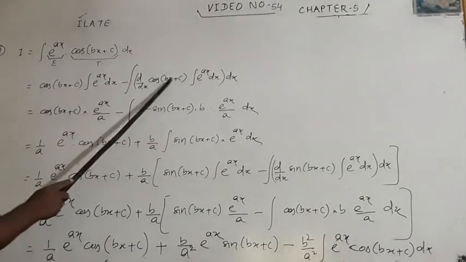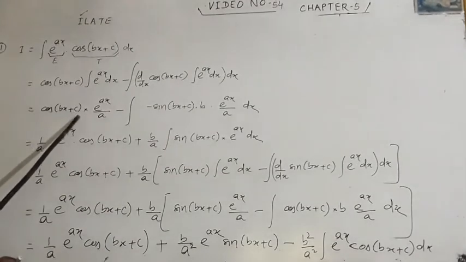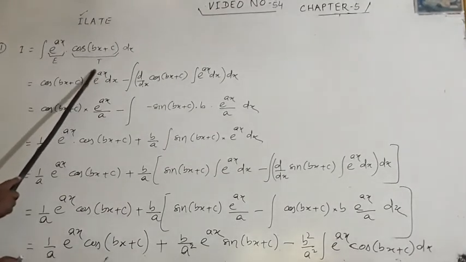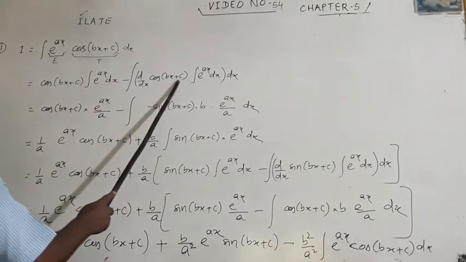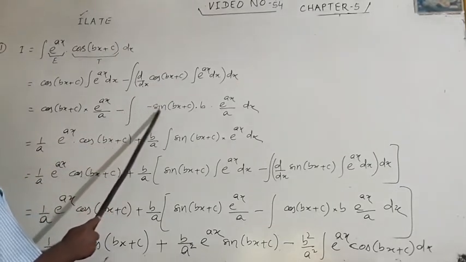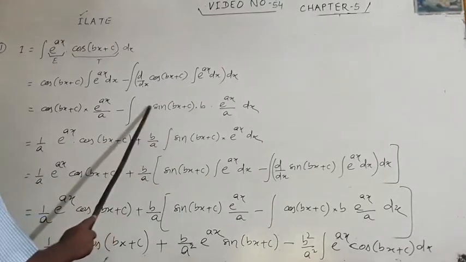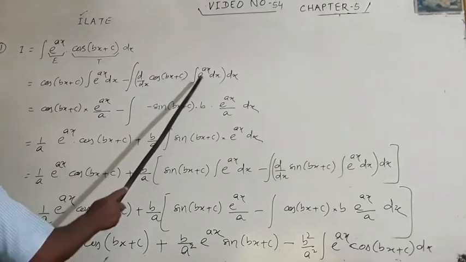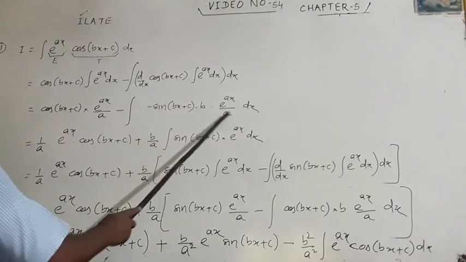Derivative of first into integration of second. Now it is cos(bx plus c). Integration of e to the power ax is e to the power ax by a, and derivative of cos(bx plus c) is minus sin(bx plus c) into the derivative of bx plus c, which is b. So minus sin(bx plus c) into b, and integration of e to the power ax is e to the power ax by a dx.